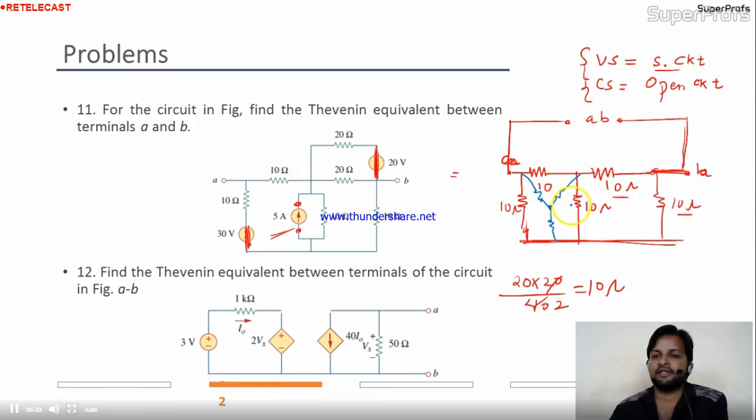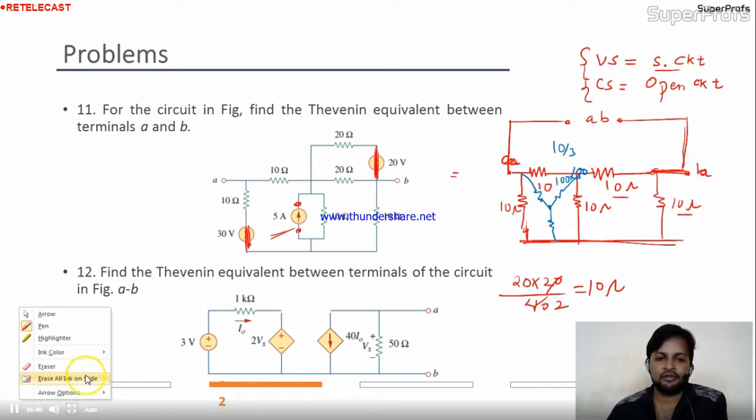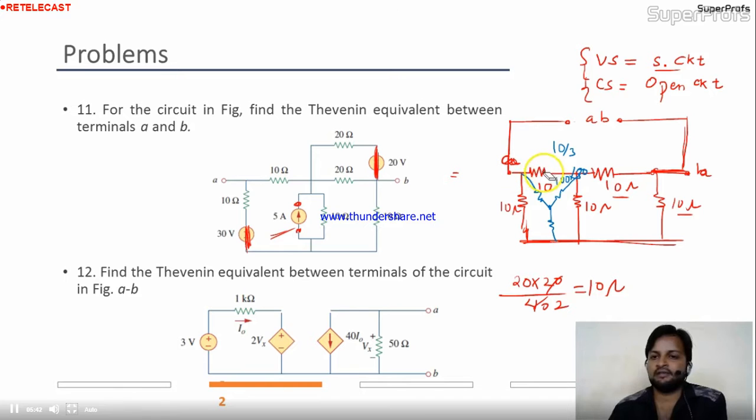Is it okay? Now see, what is the value of this? 10 into 10 divided by 30 means 100 by 30, or I can say 10 by 3. So all these branches will have 10 by 3, 10 by 3, 10 by 3. Is it okay to you? Because the values are the same over here, that's why all values will be 10 by 3. Again I'll redo it, don't worry.